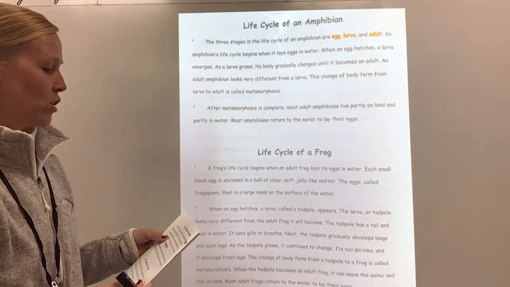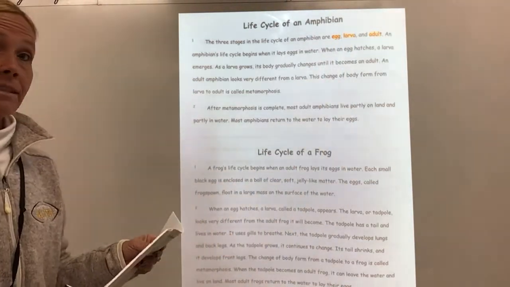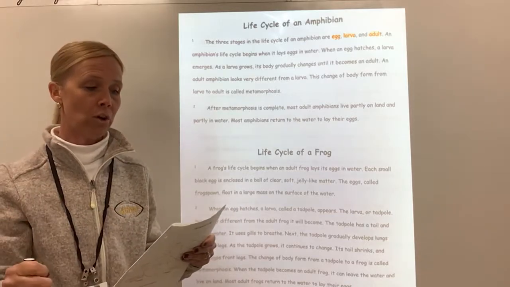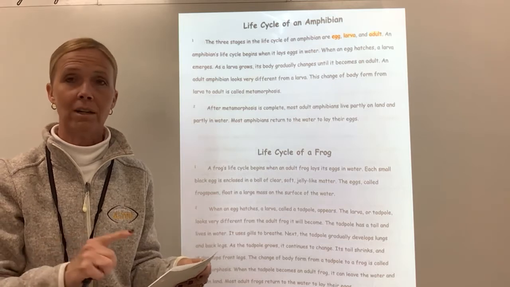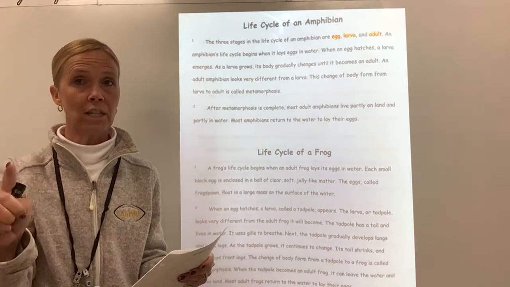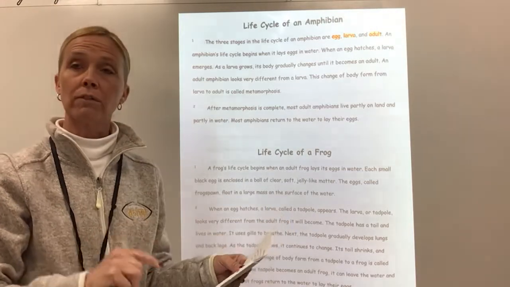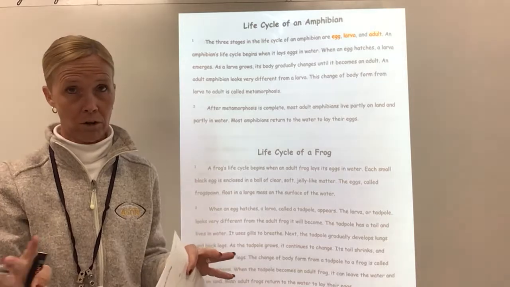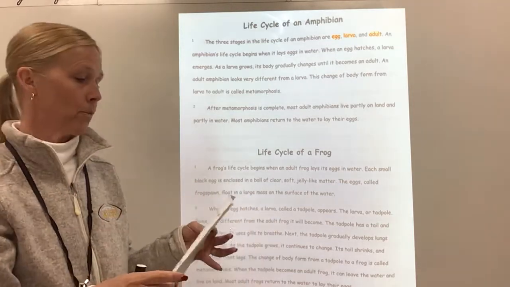An amphibian's life cycle begins when it lays eggs in water. When an egg hatches, a larva emerges. As a larva grows, its body gradually changes until it becomes an adult. An adult amphibian looks very different from a larva. So there's quite a bit of change that takes place. This change of body form from larva to an adult is called metamorphosis. And you might have talked about that already before when you talked about caterpillars turning into butterflies. This is the same thing.